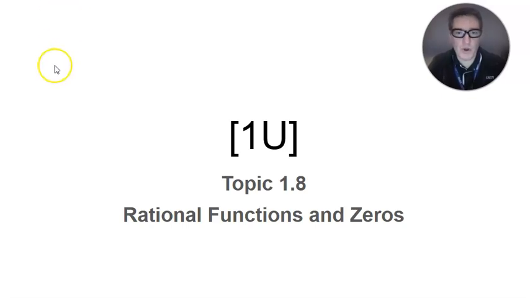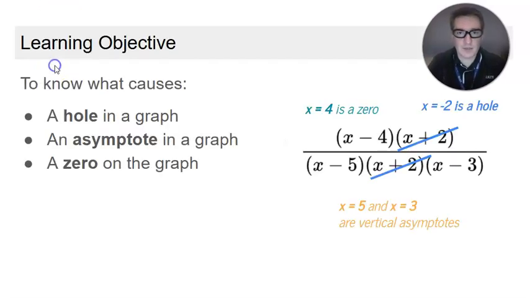Welcome to Assignment 1U, Rational Functions and Zeros. The learning objective of this lesson is to put things together for you. In this lesson, you're going to learn what causes a hole in a graph, an asymptote in a graph, and a zero on the graph. Eventually, you will learn that zeros are caused by the numerator, asymptotes are caused by the denominator, and cancellation of factors is what causes holes.